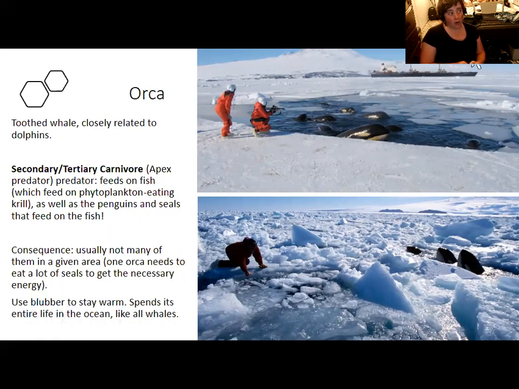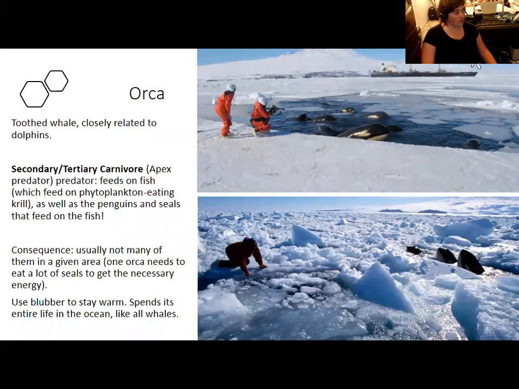Orcas are found in both the Arctic and the Antarctic. They are very closely related to dolphins, and they're referred to as killer whales because they are very active predators. They will hunt penguins. They'll hunt seals. They are the only known predator of leopard seals, actually. They have very rarely attacked humans, which is good, but they will attack just about anything else.